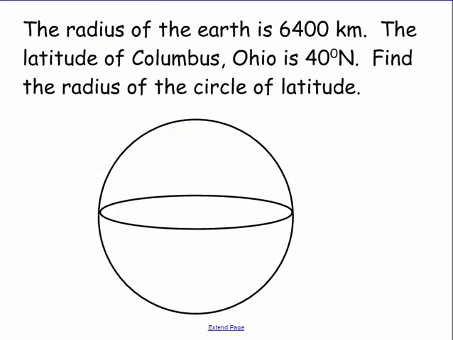Okay, this is probably one of my favorite questions, not only this semester, but maybe potentially the whole year. The radius of the Earth is 6,400 kilometers. The latitude of Columbus, Ohio is 40 degrees north. So from my equator, I go approximately 40 degrees north. And I need to find the center of this latitude circle, and I need to find the radius of that circle.